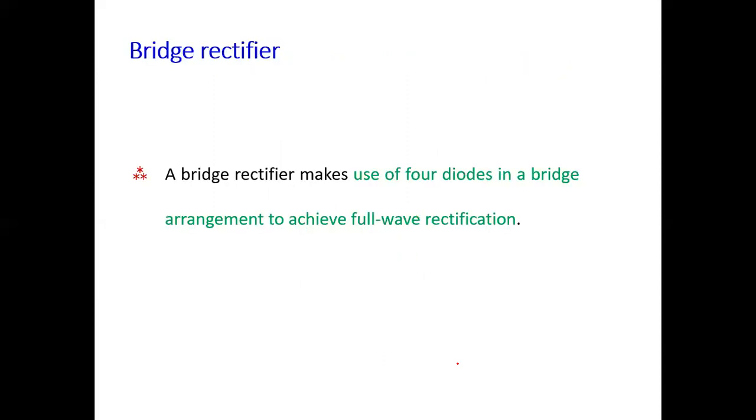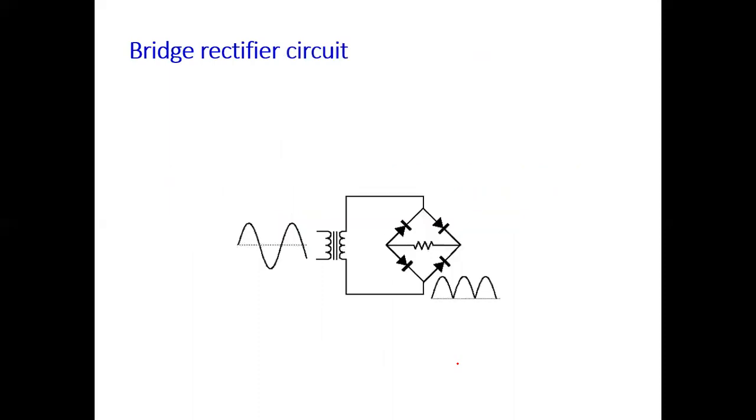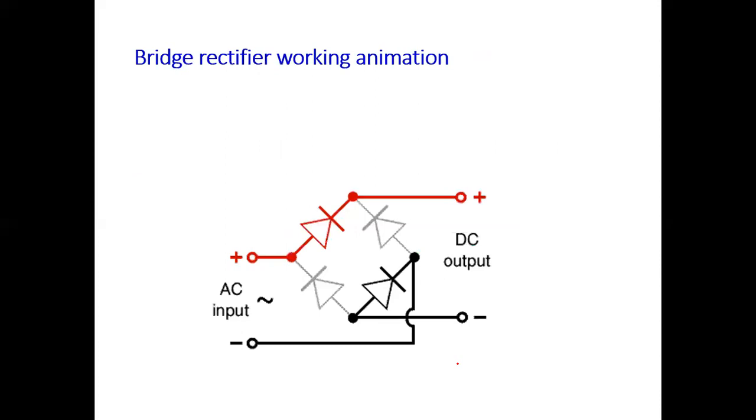The bridge rectifier makes use of four diodes in a bridge arrangement to achieve full wave rectification. So it is the same concept as explained before, the full wave rectification concept explained again. So here also see the diagram. The red color is forward bias and the black color is reverse bias.